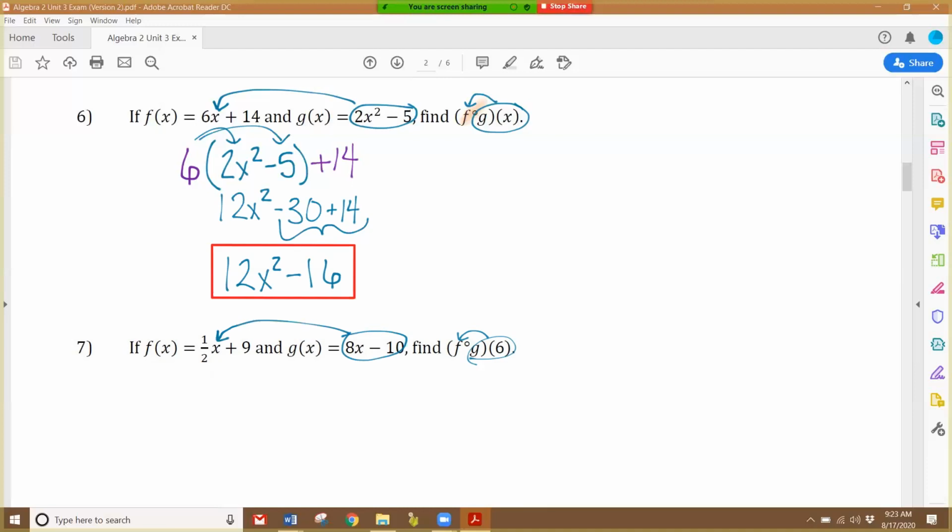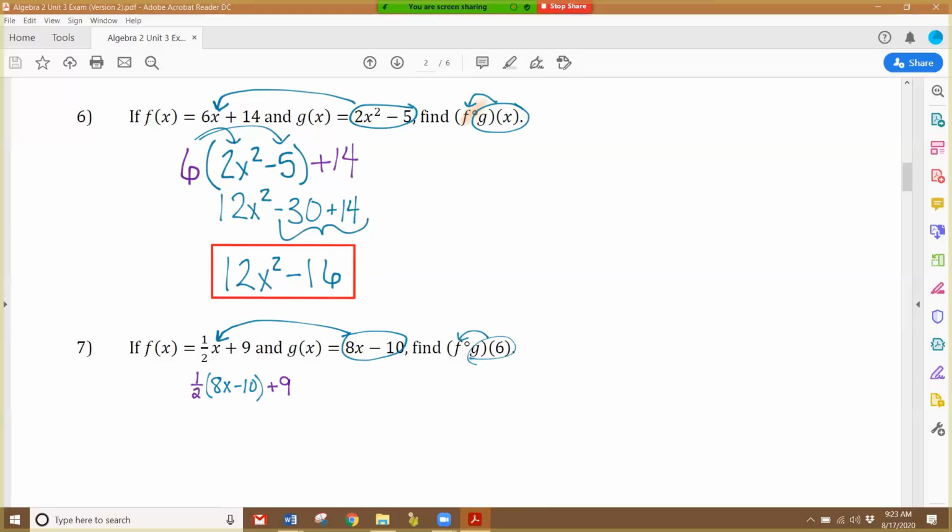So we're going to have 1/2 from the original, and then we're plugging in 8x minus 10. Then bring down the plus 9. So we've taken that x out and we've replaced it with the 8x minus 10 from the second equation.